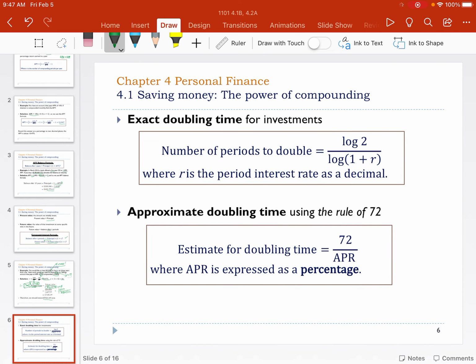I never did. Okay. Now we're interested in doubling time. And yes, we advertised logs.